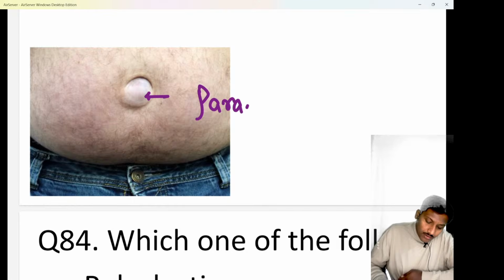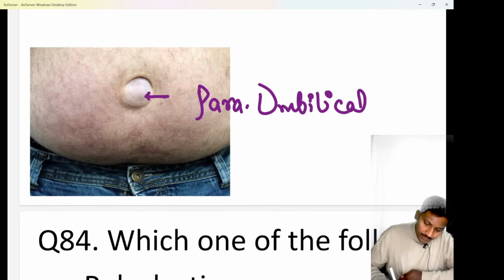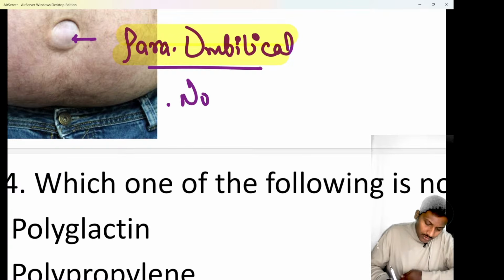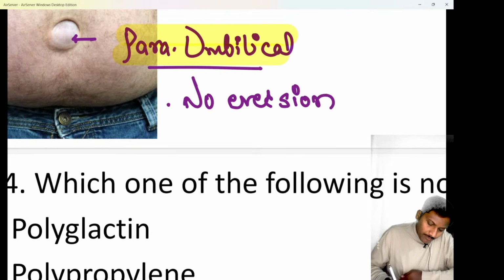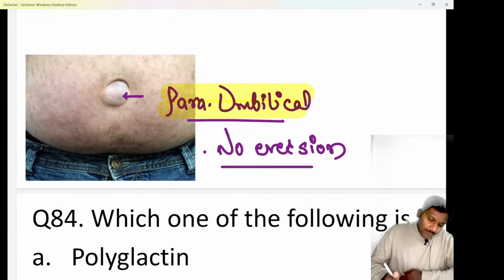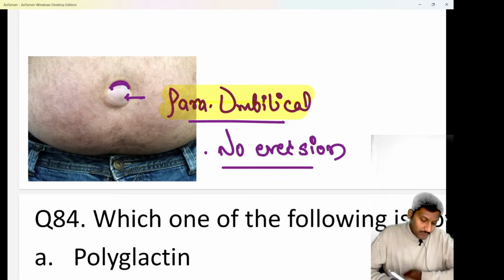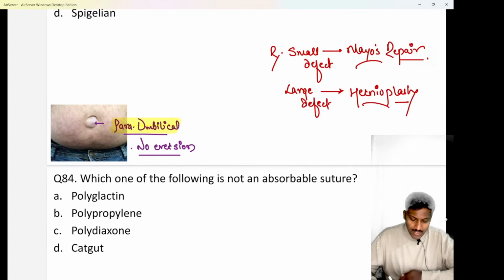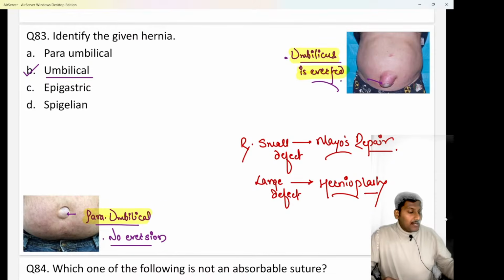You will be like, why? The reason is, do remember, here the umbilicus is not everted. There is no eversion of the umbilicus that you are able to see. First point, no eversion of the umbilicus, which means the umbilicus is intact. And secondly, the umbilicus forms one of the boundaries of the hernial sac. Whenever the umbilicus forms one boundary of the hernial sac, and there is no eversion of the umbilicus, that is a classical picture of a paraumbilical hernia.